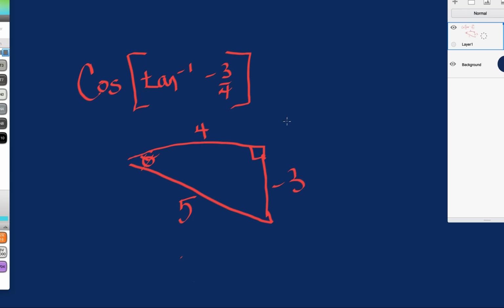Cool beans. We now can find the cosine of theta, because we found the angle theta. What is the cosine of theta? We would say the cosine is adjacent over hypotenuse. So the cosine of all of that in there is 4/5.